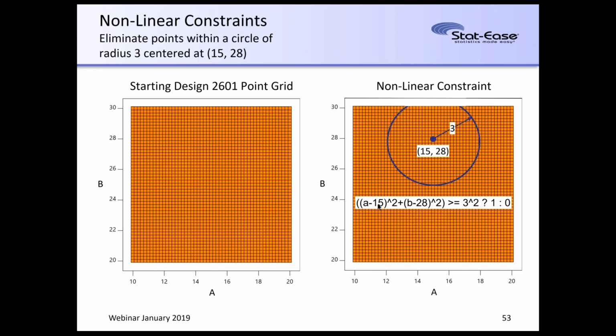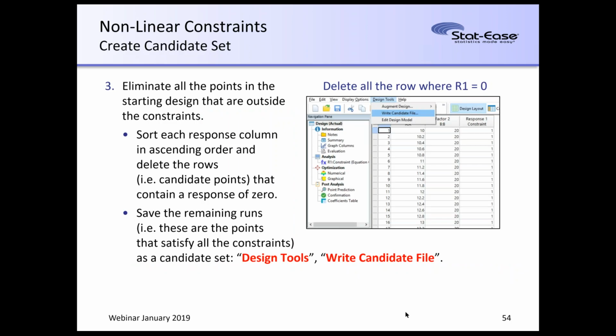Okay, so I just set up a constraint function that has the radius of this circle and the coordinates of the center of the circle, and where this is greater than the radius squared, this function is going to be 1. If it's less than that, so it'll be inside the perimeter of that circle, I'm going to give it a 0. So all these runs in here, inside the circle, are going to be 0s. All these runs outside are going to be 1s. So again, I set up my indicator function.